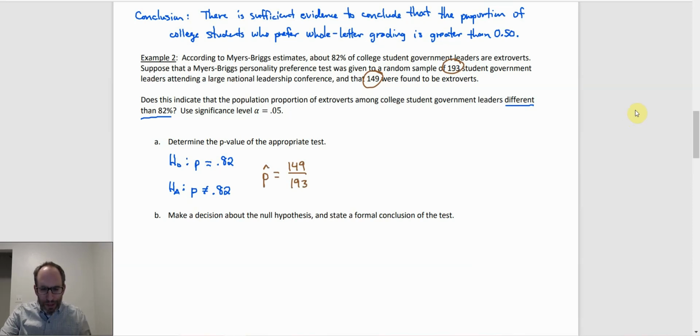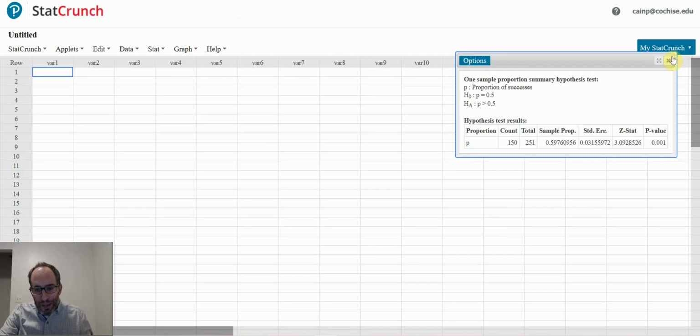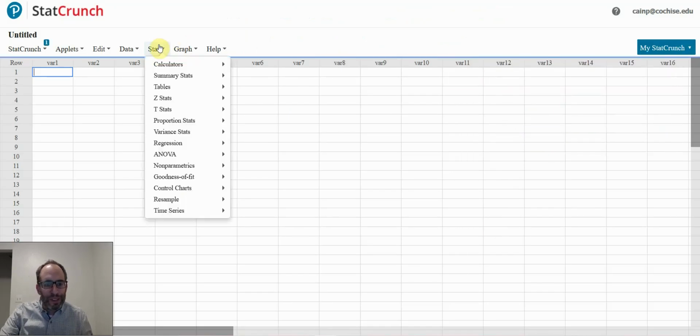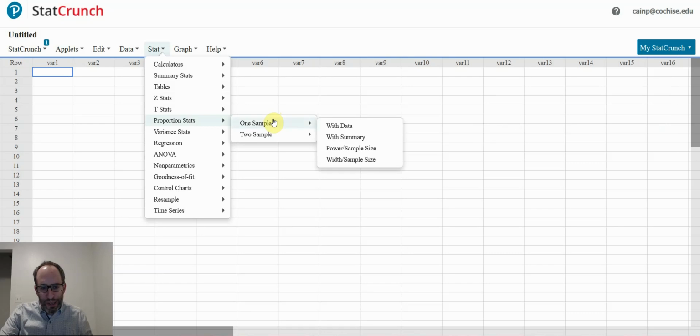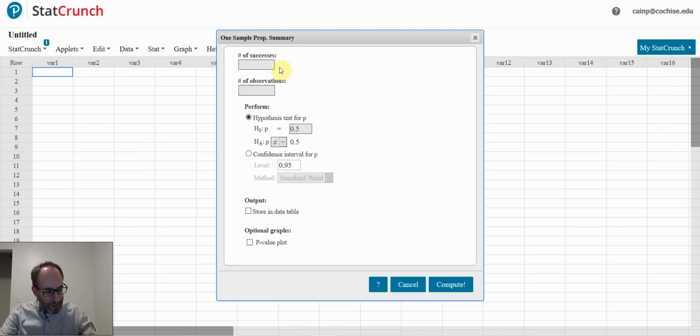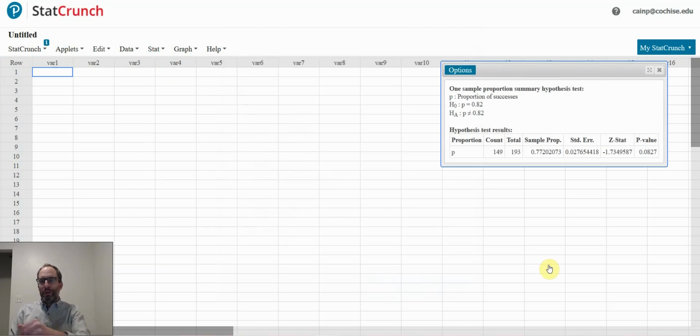I guess it's bigger than 75%, or bigger than 0.75, but other than that, I can't get too far off the top of my head. Then we're going to go to StatCrunch and have StatCrunch do its thing. So stat, proportion stats, one sample with summary, and let's see, we have 149 out of 193 for our sample proportion. Then the null is that P equals 0.82, and we do have a two-sided alternative, so we're all set, and we just have to click compute, and there we go.